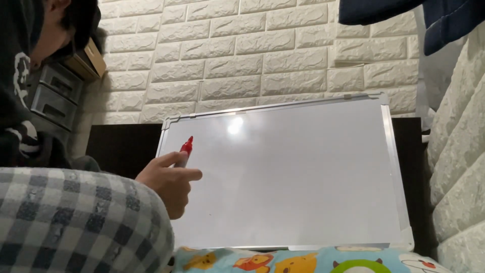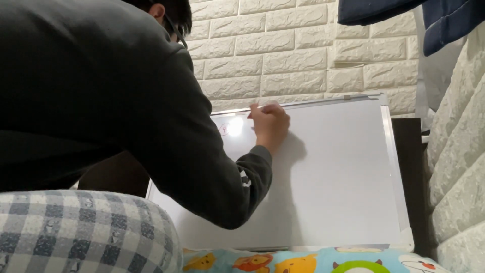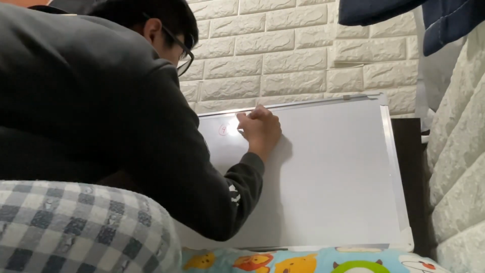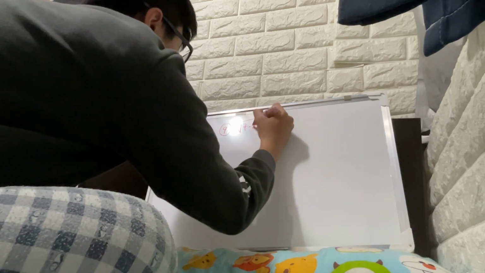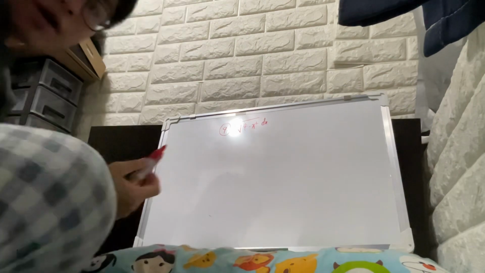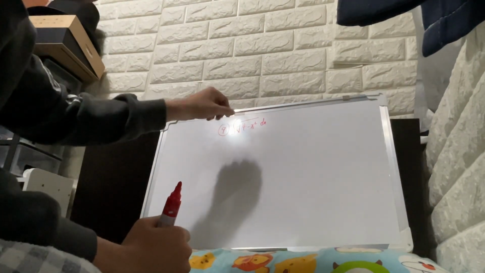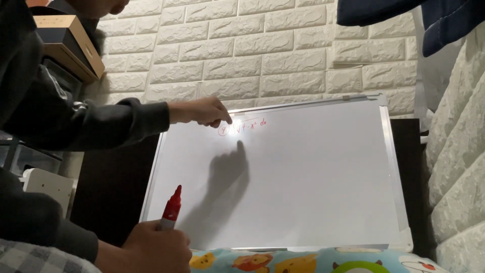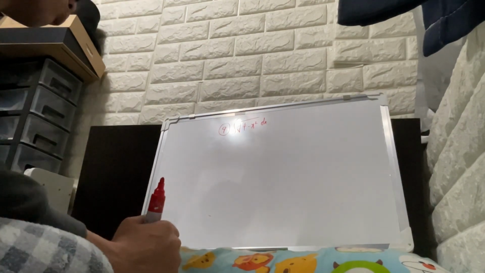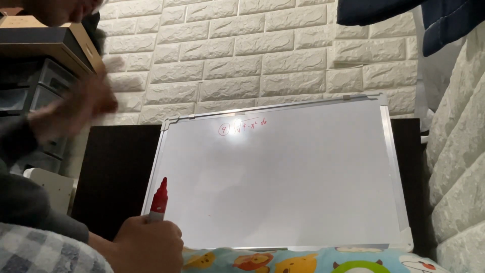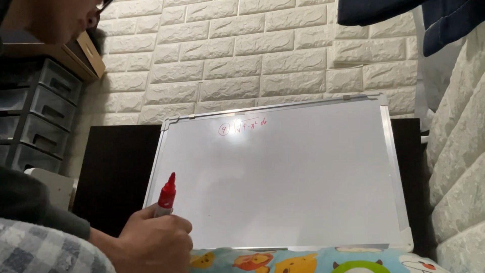So number 9, this is the hardest one. The integral of the square root of 4 minus x squared dx. We also have a formula for the integral of the square root of a squared minus x squared, but this formula is very hard to remember. So I don't recommend you memorize this formula.